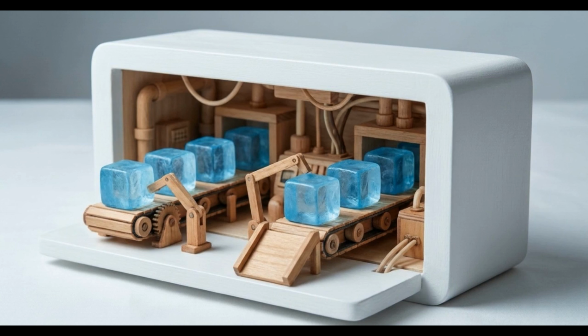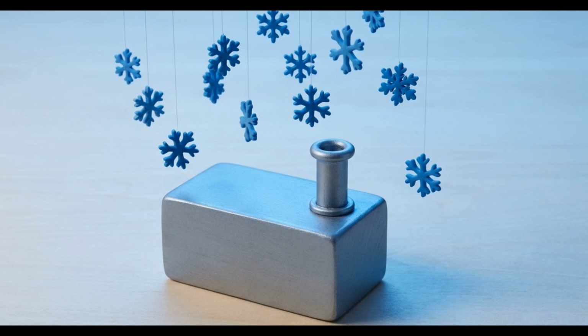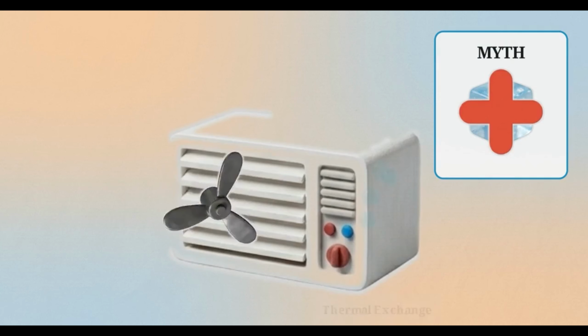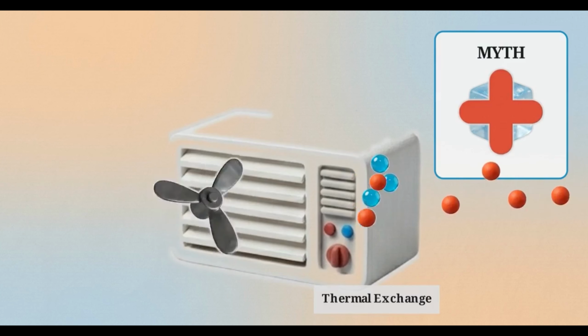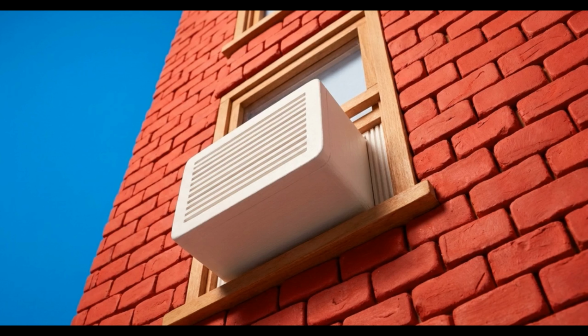At first, it's easy to assume the AC unit acts as an ice factory, manufacturing coldness to pump into the space. But there is no ice inside the machine, and physics dictates that we can't actually create coldness out of nothing. To understand what's actually happening, we have to look at the machine from a different perspective.